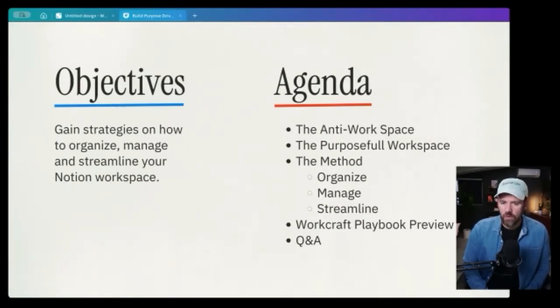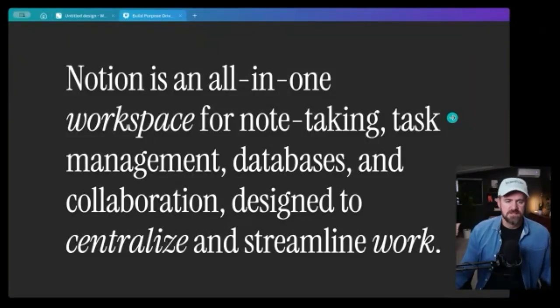Specifically, how are we organizing information? Once it's organized, how do we manage it? And then how can we get into streamlining once we have those first 2 phases completed? And then, as I mentioned, we're going to take a look at the playbook preview, which is a guide driven by some custom AI blocks in a Notion page, which you'll get access to, and then we'll have some time for Q&A.